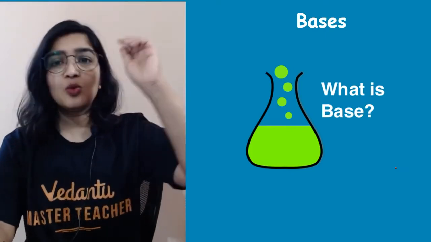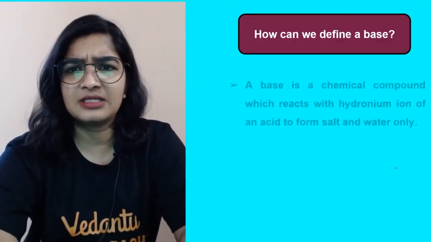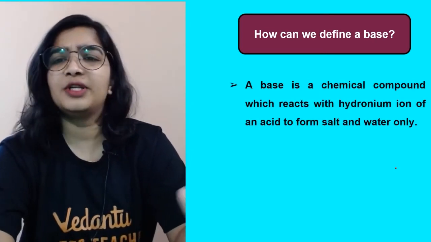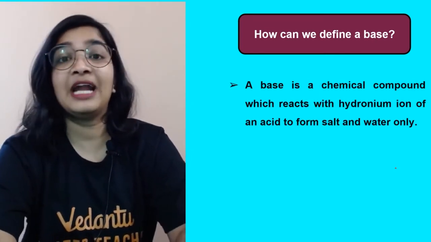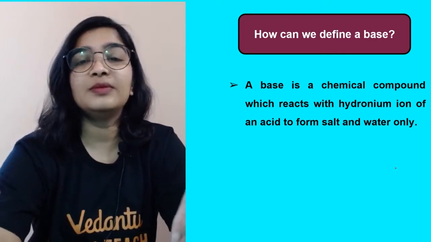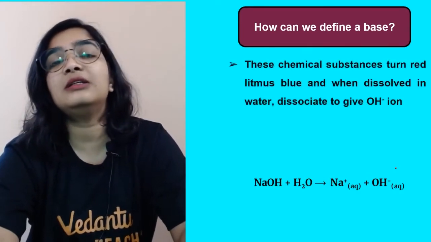Okay. So what is a base? A base is a substance that, when dissolved in water, produces hydroxyl ions, or it reacts with hydronium ions to form salt and water. This is how we can define a base.